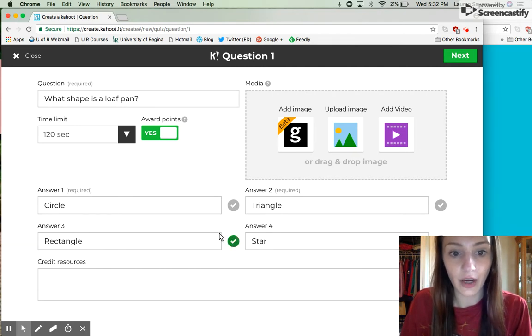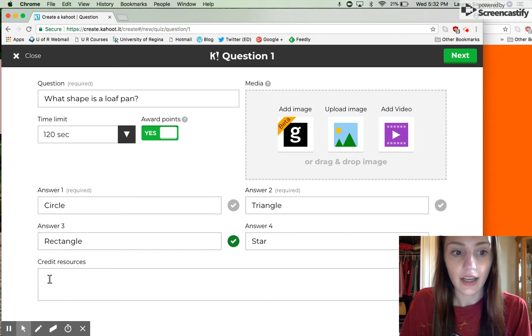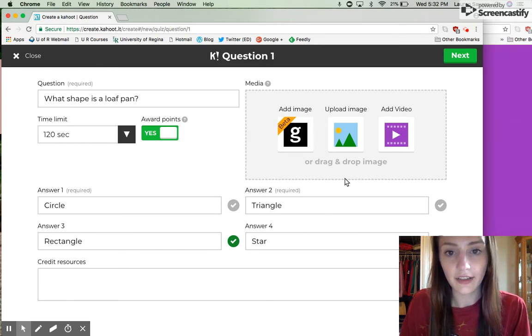So this is where I would indicate which the correct answer is. It's very important not to miss this step because otherwise the quiz doesn't know what answer you want to be known as correct. Then if I needed to use resources to find those answers, I would just put that in here. And again, I can add images if I want.